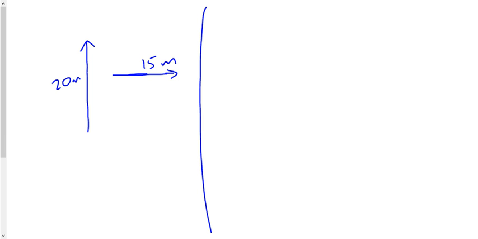Okay, let's say we've got a vector that is 20 meters to the north, and let's say we've got another one that is 10 meters. Actually, let's make it 15 meters to the east. How are we going to draw that? 20 meters? Is that okay? Yeah? How about this one, 15 meters? Is that okay? No? What's wrong with that?